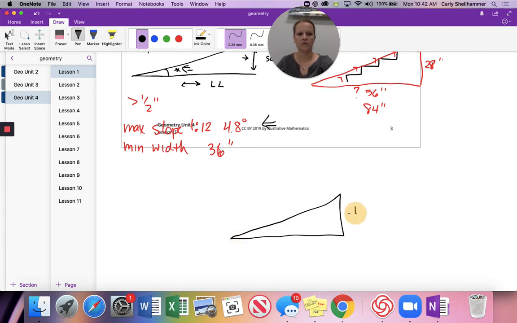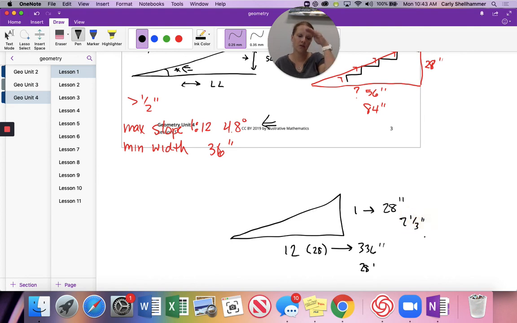The slope would be 1 to 12. So if this was 28 inches, this would have to be 28 times 12. I was way off. It's sort of fun, isn't it? Which would be 12 times 28, 336 inches. I'm going to divide that by 12 to change it into feet. So that would be 28 feet. And then if I do 28 divided by 12, that is 2 1/3 feet. So if we're 2 1/3 feet tall, we need our ramp to be 28 feet long.